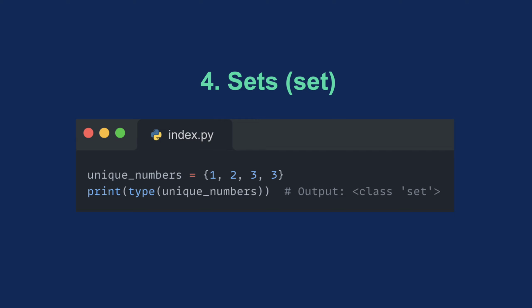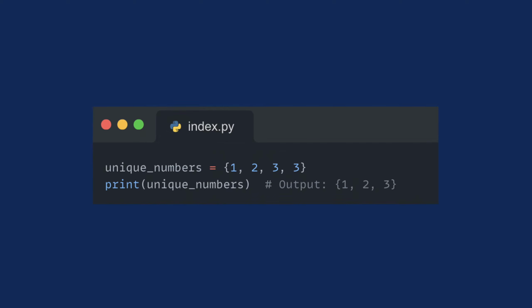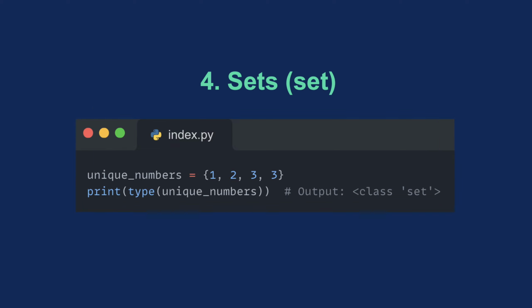Now the fourth data type is sets. A set is a collection of unique items. Even though we added 3 twice, Python ensures it only appears once in the set, as you can see in the example. So if we use type(unique_numbers), we will see that it is class set, which means the data type is set.